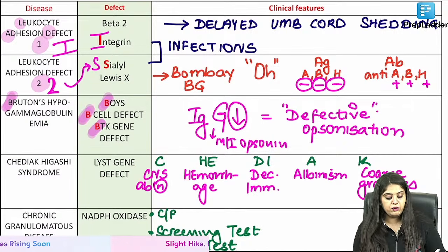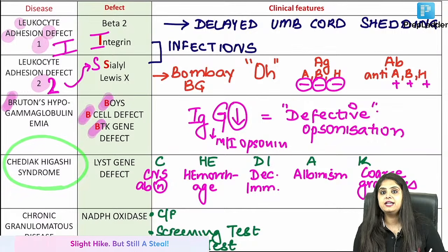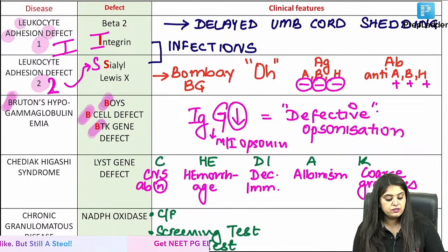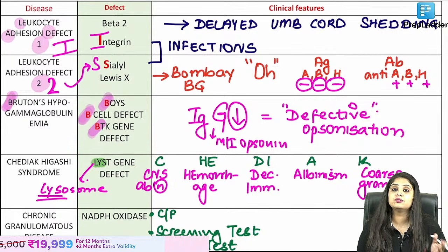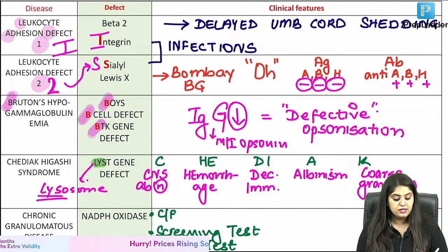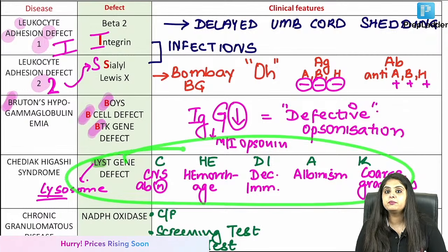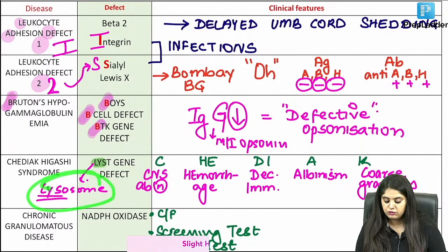Okay, moving forward, the next one is Chediak-Higashi. Chediak-Higashi syndrome is a problem in the LYST gene. What do we mean by LYST? Some problem in the lysosomes. Lysosomes are not just present in one cell. Lysosomes are present everywhere in your body. So the Chediak child, you can see, is having problems everywhere in the body because lysosomes are going to get affected.